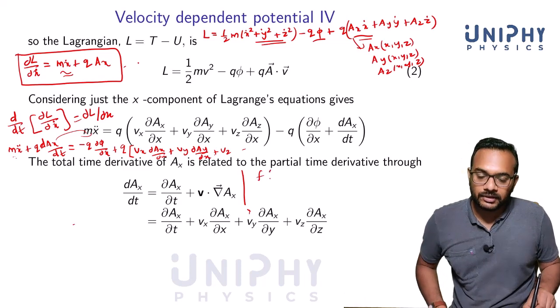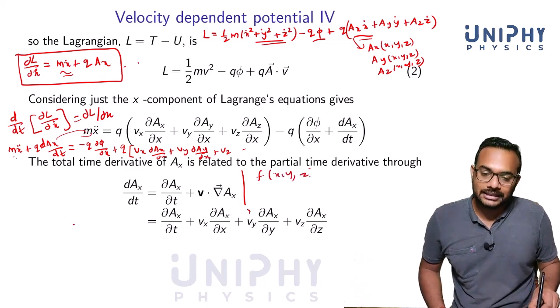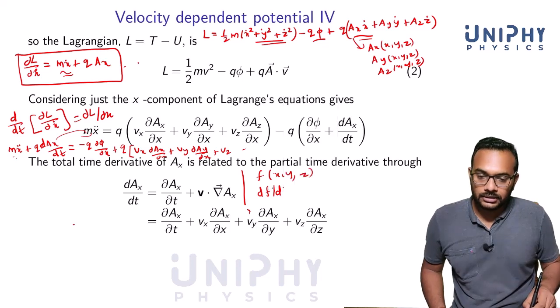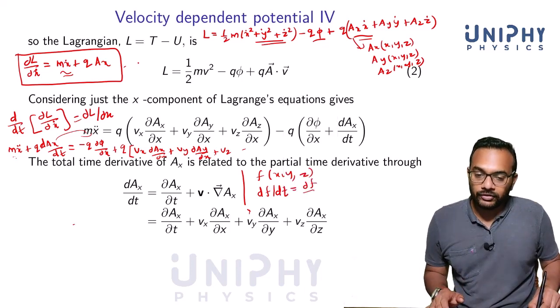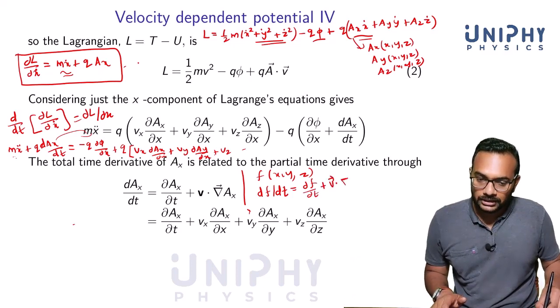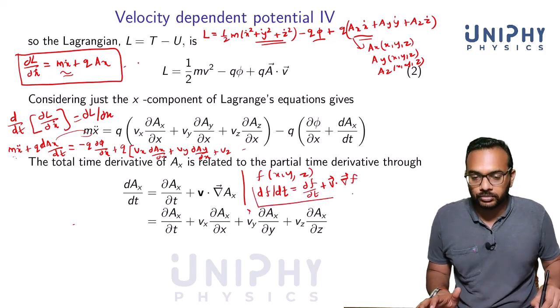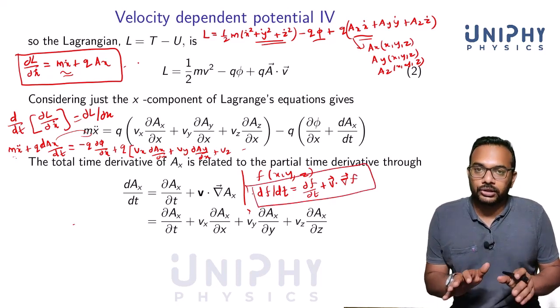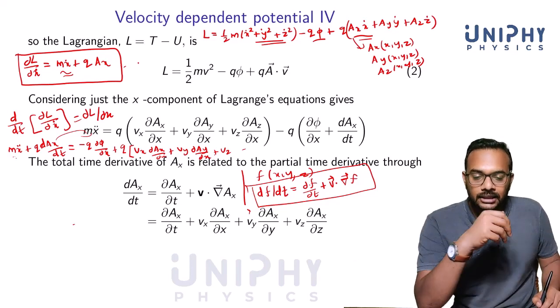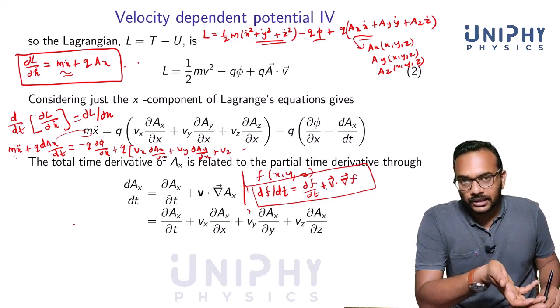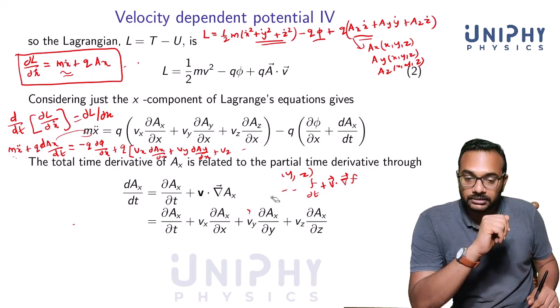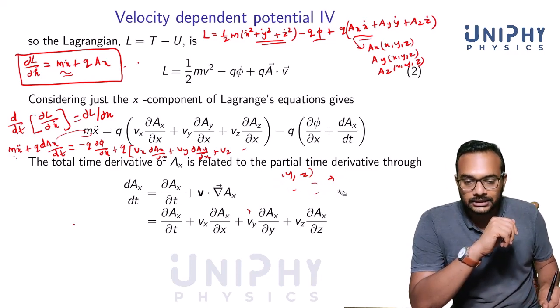If you have some function of space and time, f(x, y, z, t), df/dt can be written as ∂f/∂t plus v vector dot del vector f. This is a general result. You can make use of this in problems. So without going into all these details, if you look at this, you can immediately write this down. Sometimes it may be useful to remember such things.